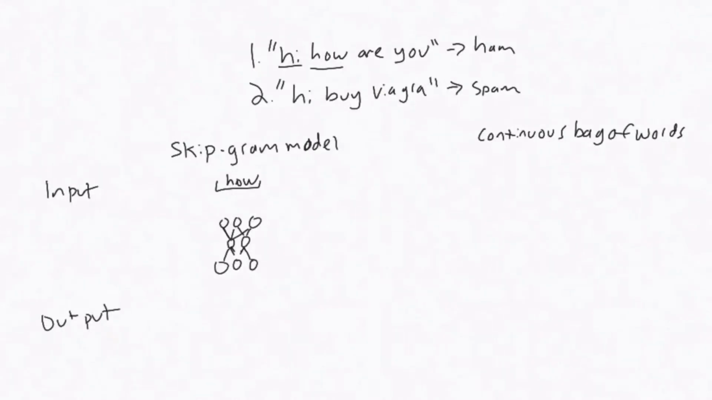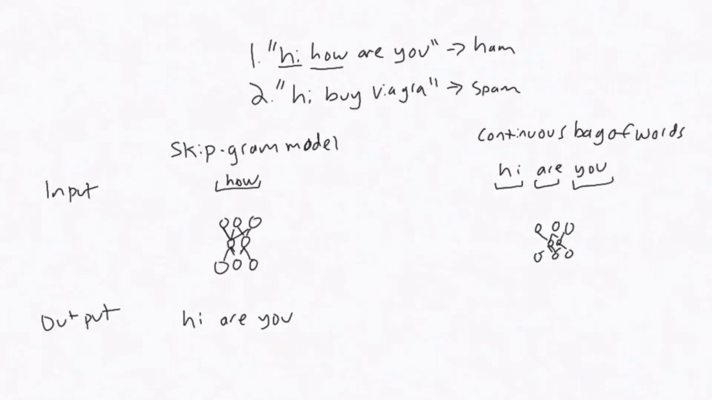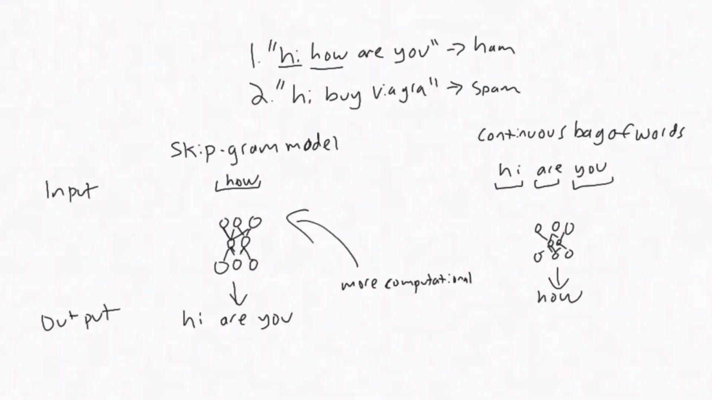In the skipgram model, you train a neural network to predict the surrounding words given one word. The continuous bag of words model is the inverse, where you predict a word from the surrounding words. The skipgram model is more computationally intensive because it has more output classes, but it's usually more accurate.